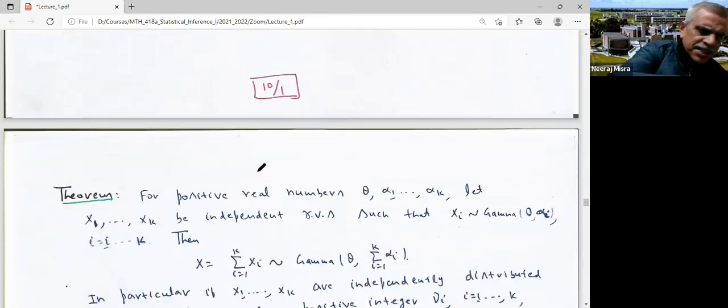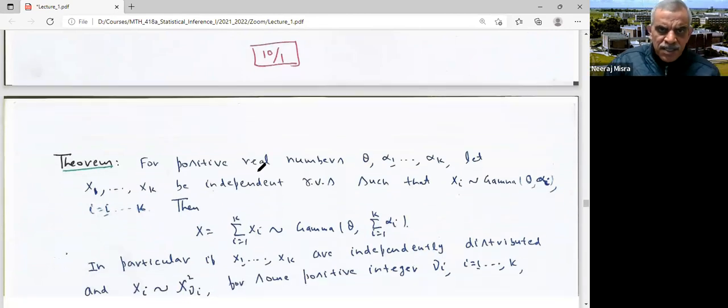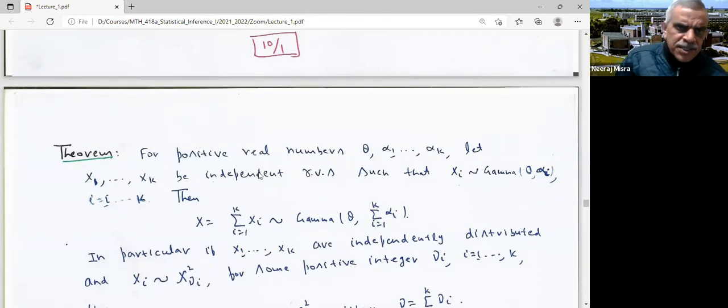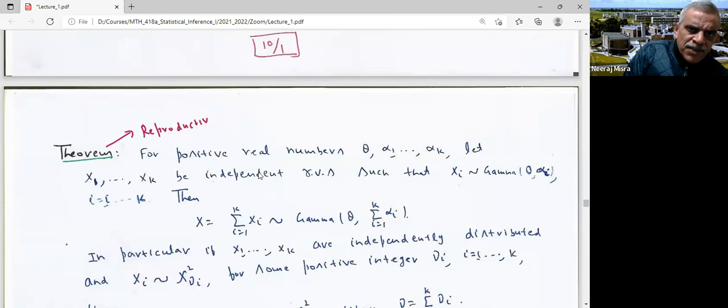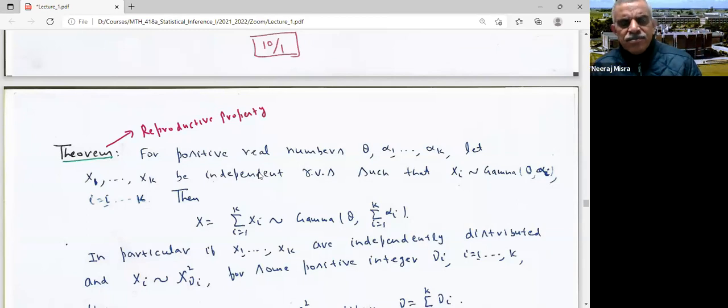Now let's do a result about the reproductive property of a gamma distribution. So this is called the reproductive property. Reproductive in the sense that if you add a gamma random variable to a gamma random variable, you again get a gamma random variable, provided the random variables are independent.